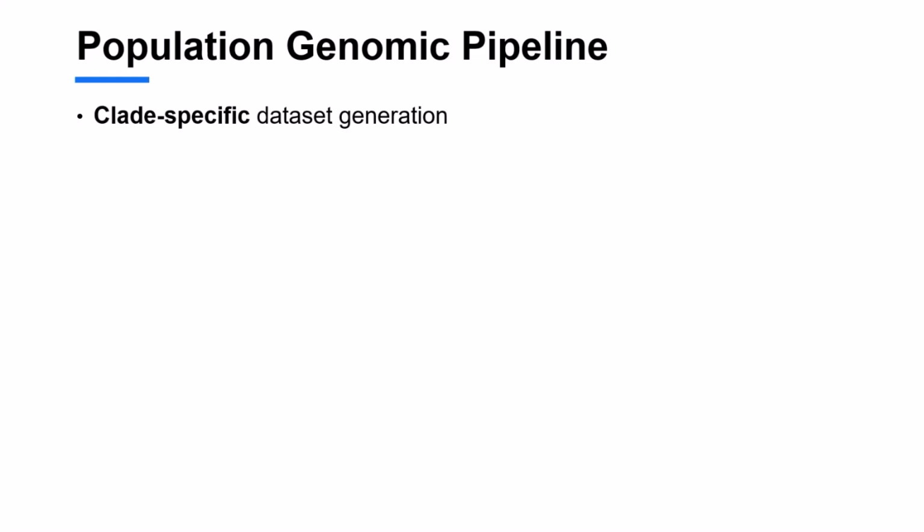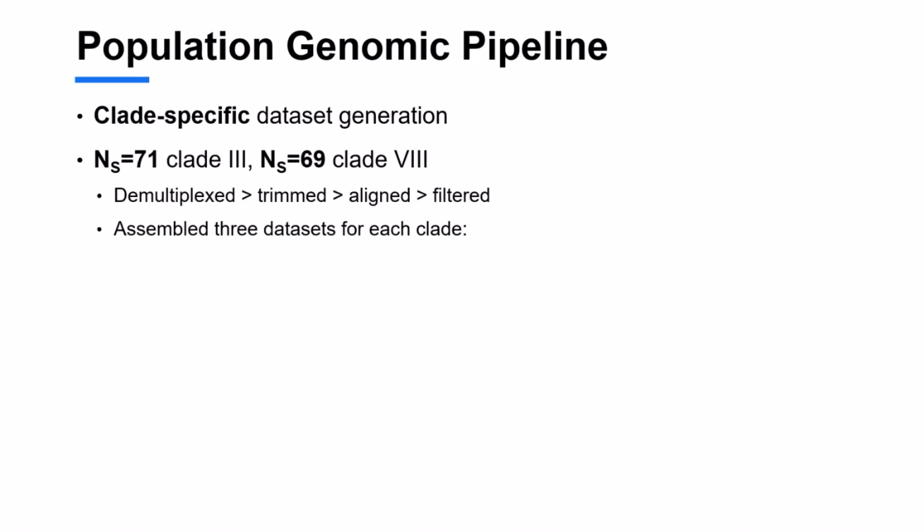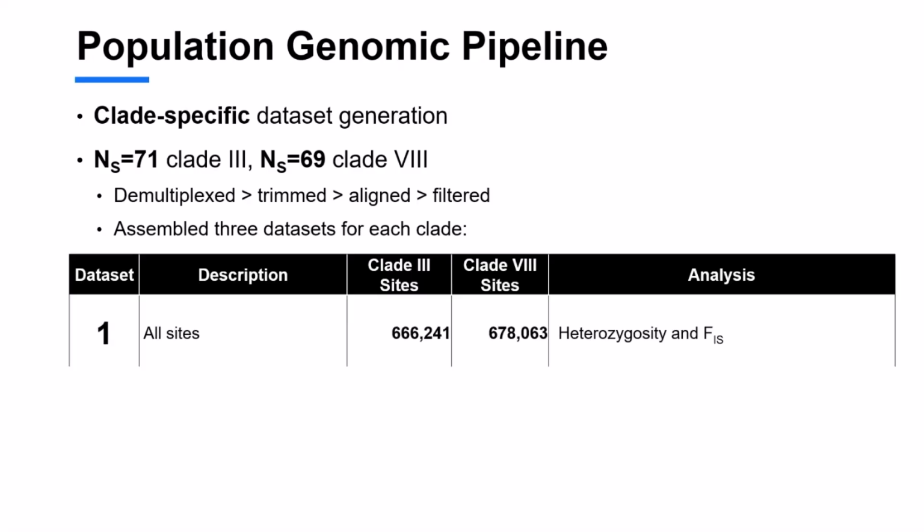So the overall goal of the population genomic pipeline is to generate clade-specific data sets. We want to look at genetic variation on a species level, not between species, because that introduces a huge amount of bias in the data set that we're looking at. Based on that phylogenetic inference, we have 71 clade 3 samples and 69 clade 8 samples. These samples were then demultiplexed, trimmed, aligned, and filtered according to that same phylogenetic protocol, and finally assembled into 3 data sets for each clade.